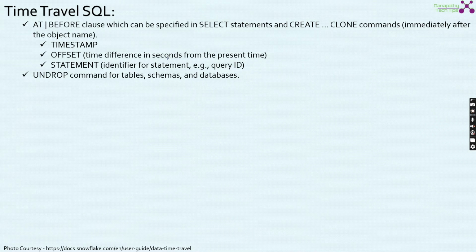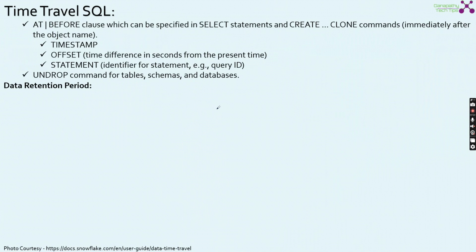Offset is the time difference in seconds from the present time. For example, I want to travel back 1 hour before the current time. Those sorts of options are possible using offset. And finally, something called statement. If you are aware of the query ID which got processed, say I know this specific query is the problematic query, you can simply specify the statement with the query ID and travel back before the query execution. And finally, the undrop command for the tables, schemas and databases.